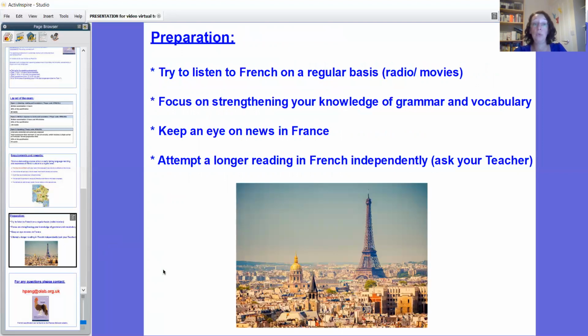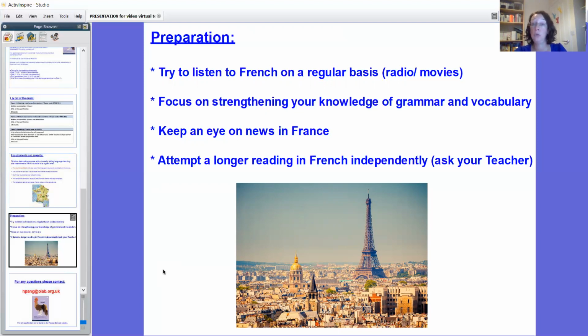Preparation. If you wish to prepare for the course at any given stage, whether you're already in GCSE or not yet, you should try to listen to French on a regular basis. Maybe the radio, French movies is a really good idea. Focus on strengthening your knowledge of grammar and your vocabulary, because as I said earlier, you really need to be confident to be able to take this course.